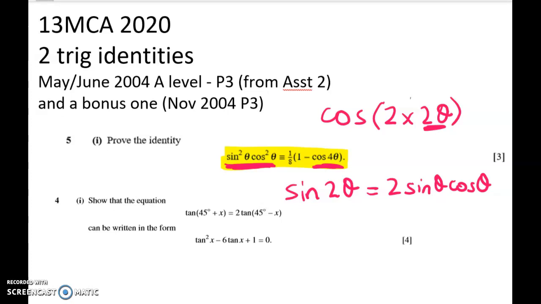And then the second one, which is from winter 2004, is to show that we can take this equation and rewrite it in this form. Now, why would we want to do that? Well, if we need to go on and solve this equation, it's far easier to solve a quadratic than to solve the first version of it there.